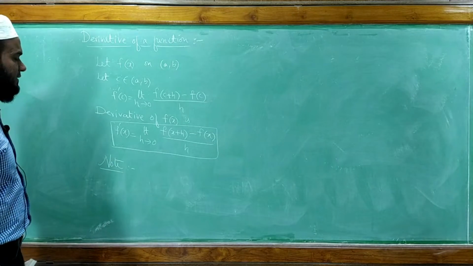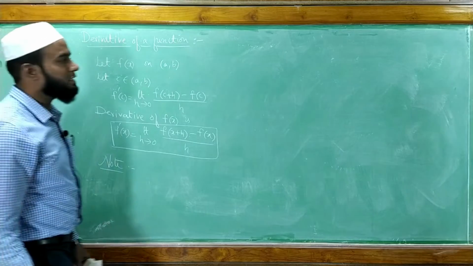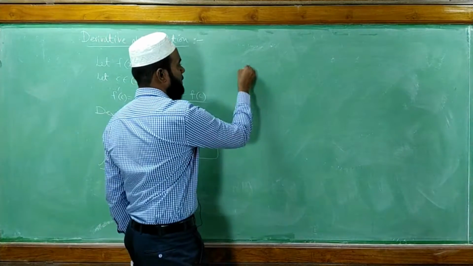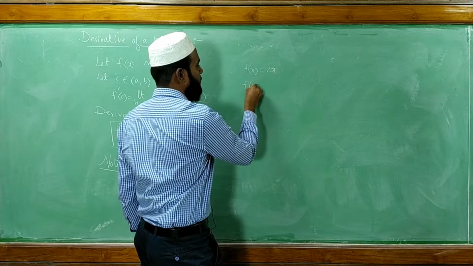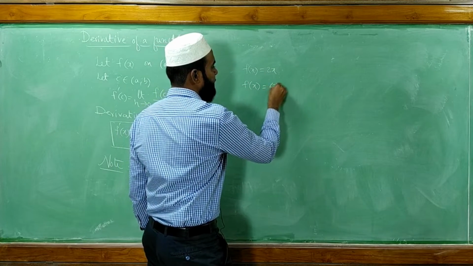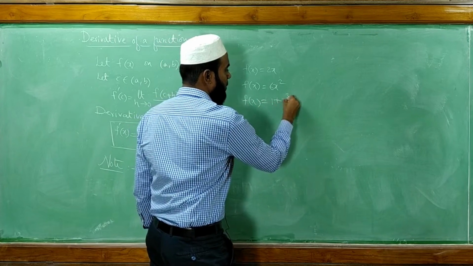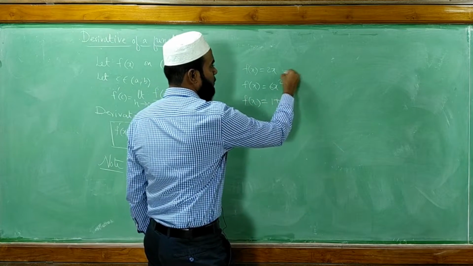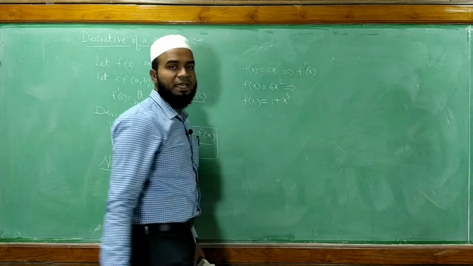This note says finding the derivative of any given function. Suppose I am given a function f of x equals 2x, or f of x equals 6x square, or f of x equals 1 plus x cube, and I am asked to find what is f dash of x, what is the derivative. I am not specifying the point.